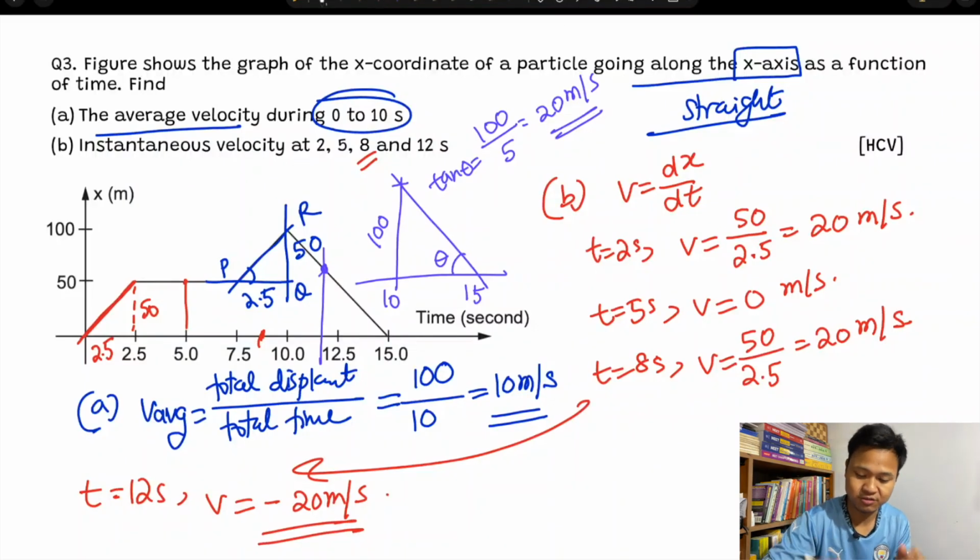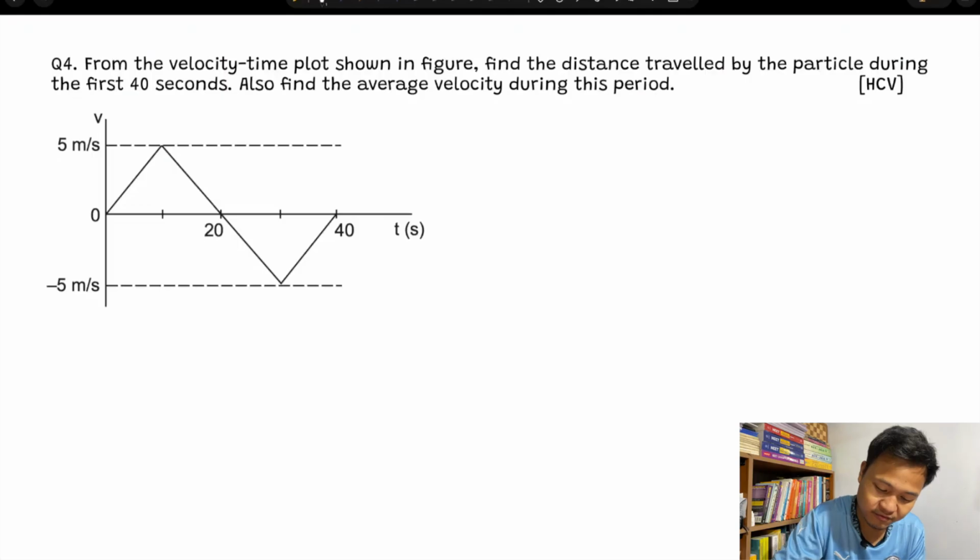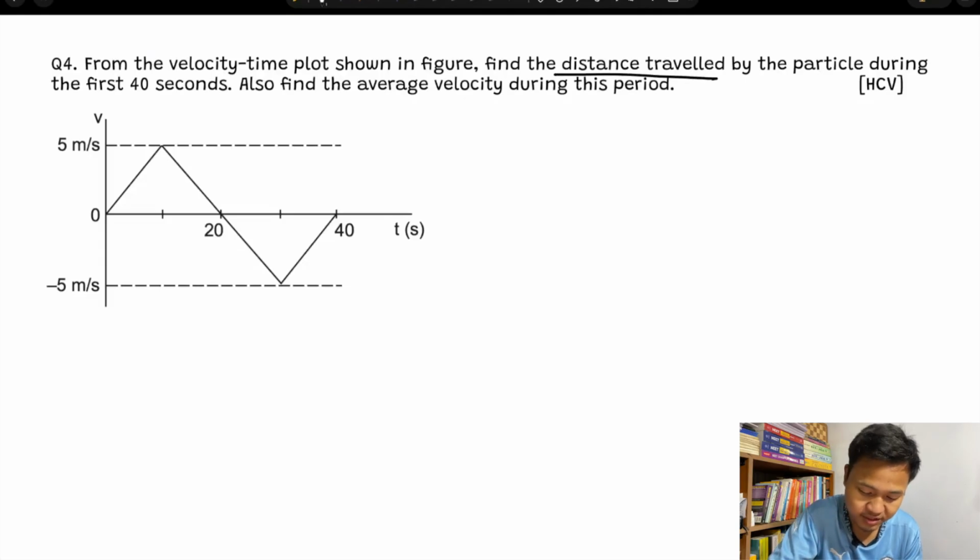Okay, so let's move on to the next question, question number 4. So here this is also a question from HEV. Okay, from the velocity-time graph you're given, they ask you to find the distance traveled by the particle during the first 40 seconds.